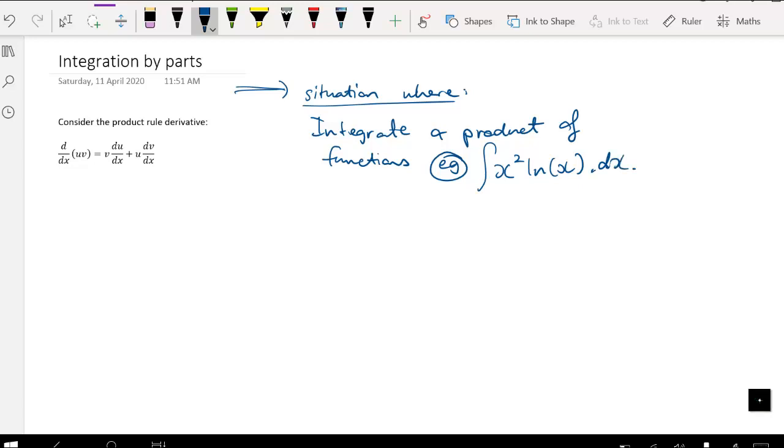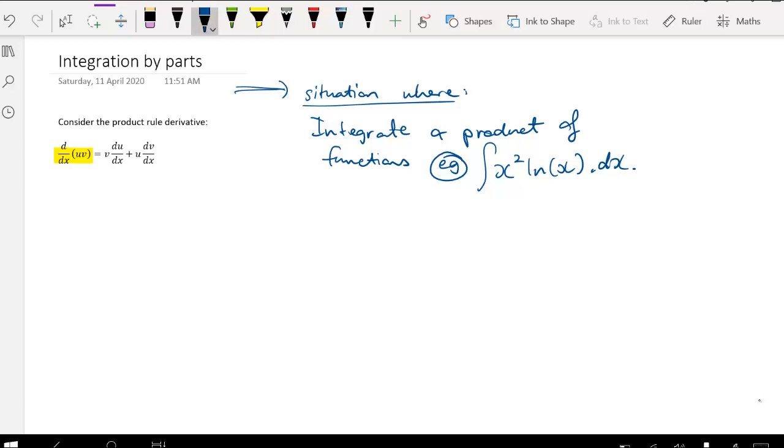Now the issue is that the internal function doesn't have a derivative relationship with the external function, so we cannot use the substitution rule. It's obviously not a partial fraction situation, so this method is for when we have a product of two functions. So we're going to go back and consider the product rule of the derivative. The derivative of two functions, u multiplied by v, is v multiplied by du dx plus u multiplied by dv dx. That should be a known rule.